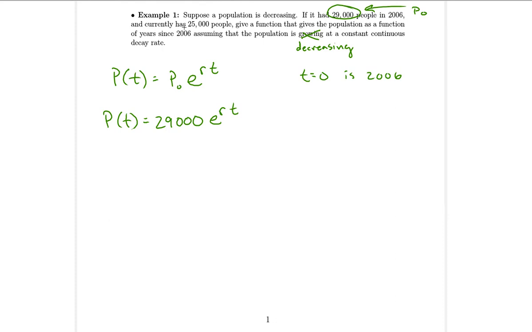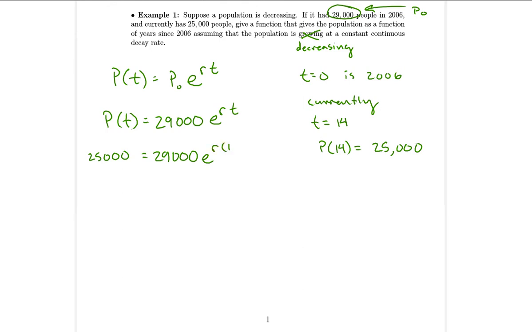So we know for sure we can just put 29,000 in here. All right, and then it says it currently has 25,000 people. Okay, so currently, what does t equal? Well, if 0 is 2006, then currently t equals 14. So 14 years later, we're in 2020. So t equals 14, and P of 14 we know is 25,000, like they told us in the problem. So we can plug 25,000 in for the population. And that's going to be the case when I can plug 14 in for t.